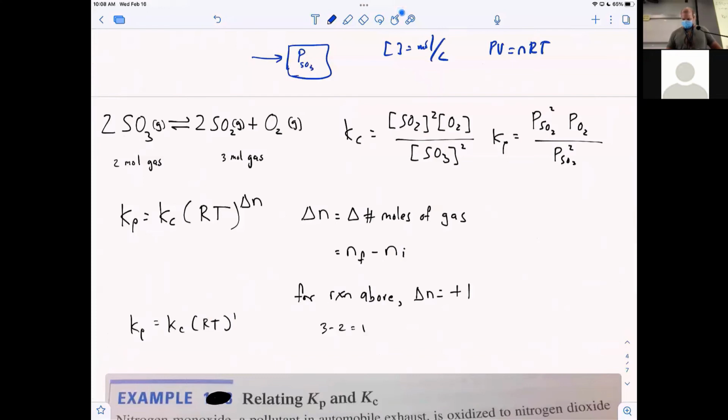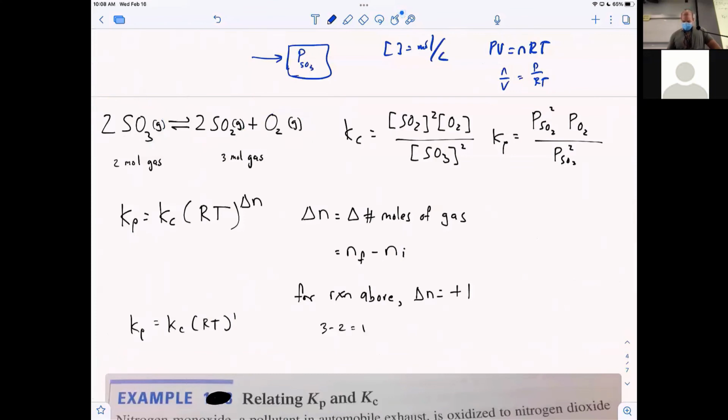So N over V is going to be pressure over RT, right? We can use the ideal gas law to solve for N over V, knowing the temperature and the pressure. So we can solve for concentration, no problem. But pressure is just so much easier to deal with. So we have this equation here: two SO3s react to form two SO2s and oxygen.